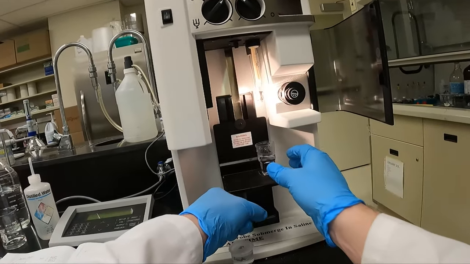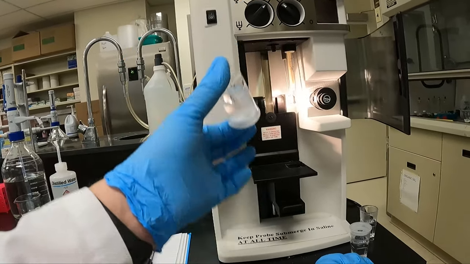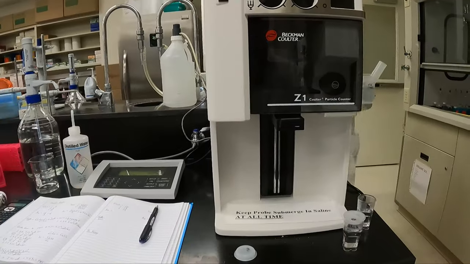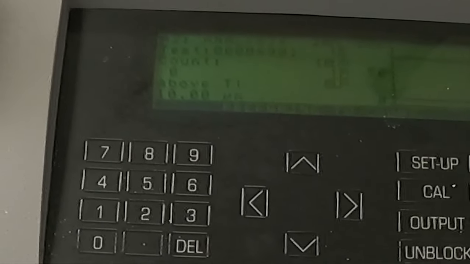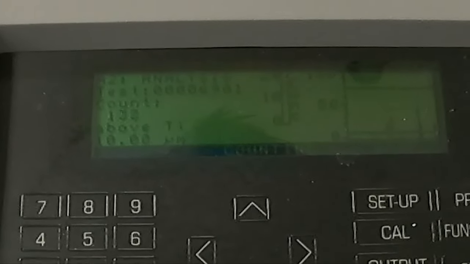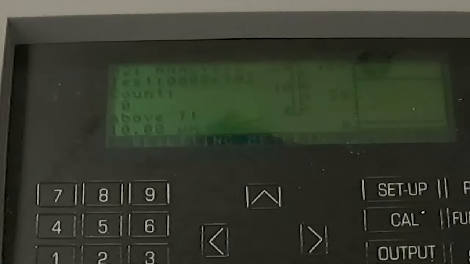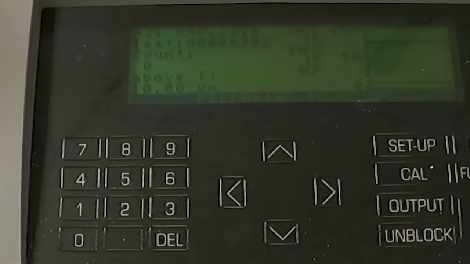Let's now run our sample. Remove the blank. We do not rinse the probe in between, but we make sure we gently mix the sample to make sure it's a true sample of this entire solution. Run this 3 times now. Remember, this is very diluted, so the numbers should be quite low. 151. This is with a dilution of 1 over 21. Imagine if we had done 1 over 101, how low those numbers would be.